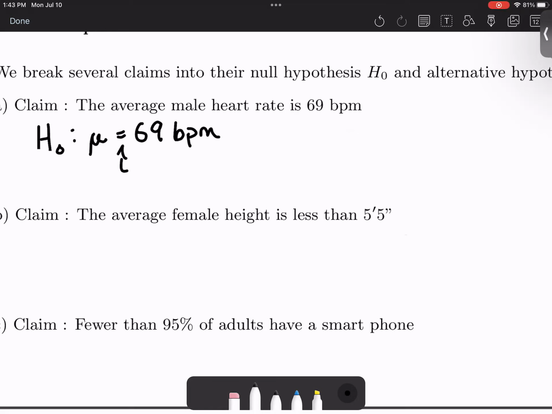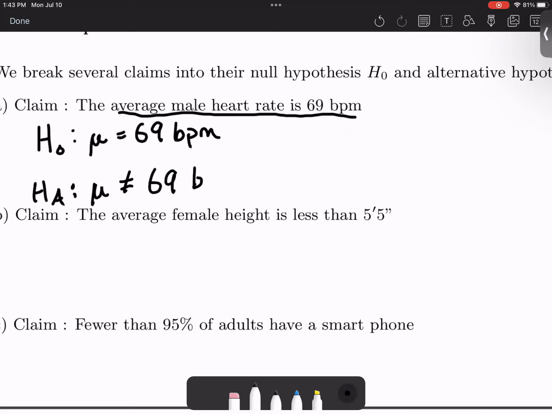So if somebody claims that the average male heart rate is 69 beats per minute, then the null hypothesis is the average is 69 beats per minute. The alternative hypothesis, which I'll denote with an H sub A, is that the average is not equal to 69 beats per minute. Now, this might seem kind of silly, but it's going to be very important to understand how to break down claims in order to draw the right distribution when we solve problems.